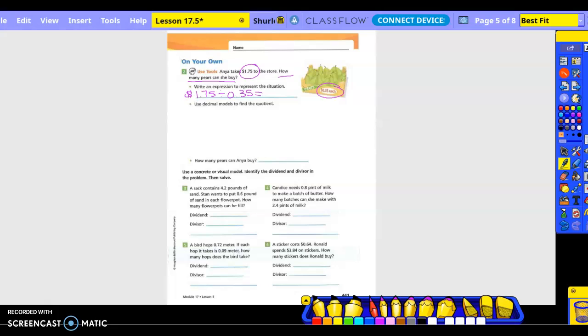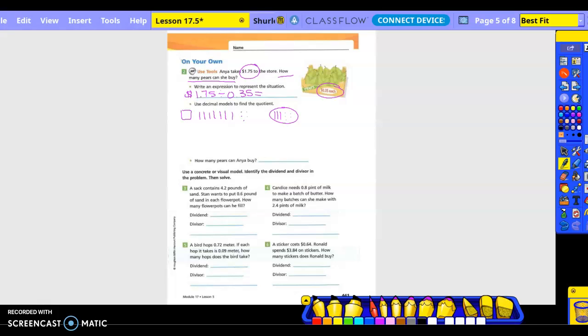Okay, so they want us to do a decimal model to find the quotient. Quotient is also the same thing as the answer to a division problem, okay? So how many flats? 1. How many longs? And how many small cubes? Okay, so in each, I can draw a circle, and how many do I need in it? 3 longs and 5 small cubes.